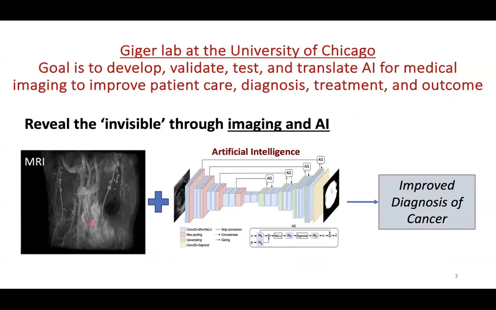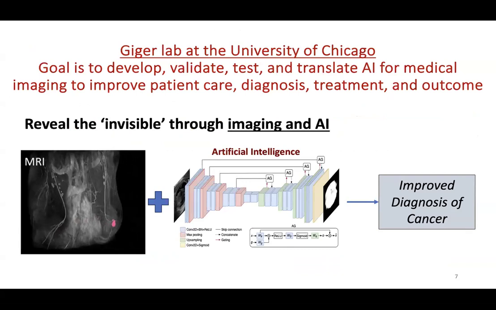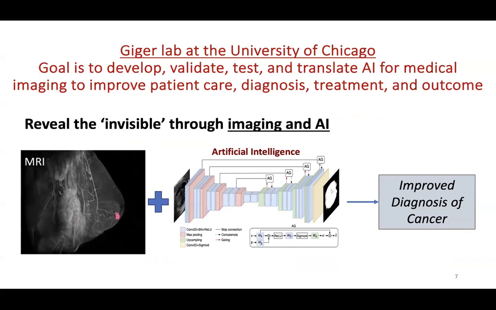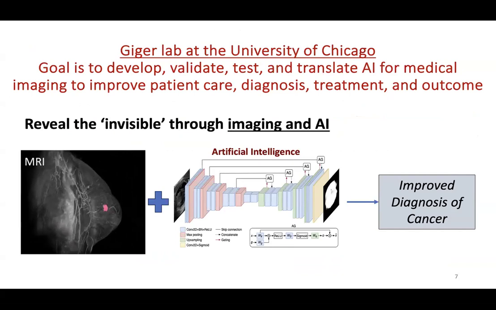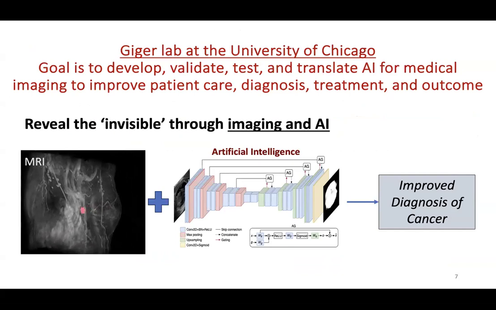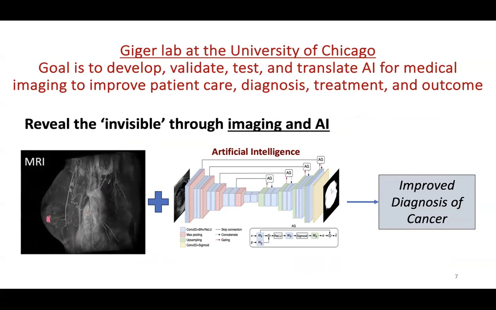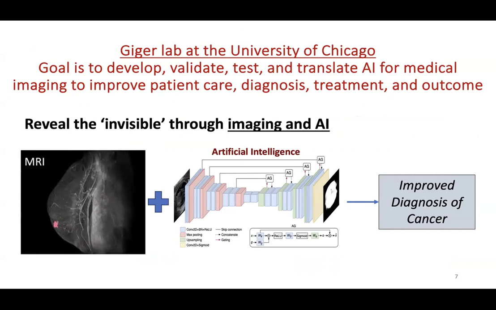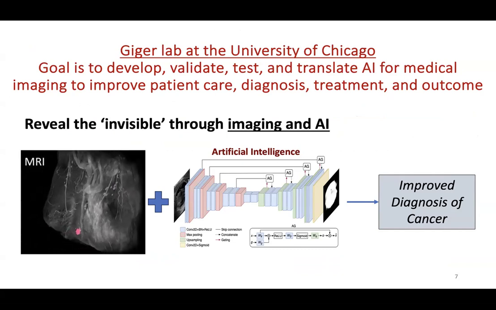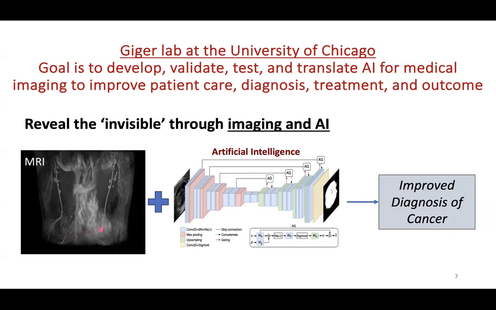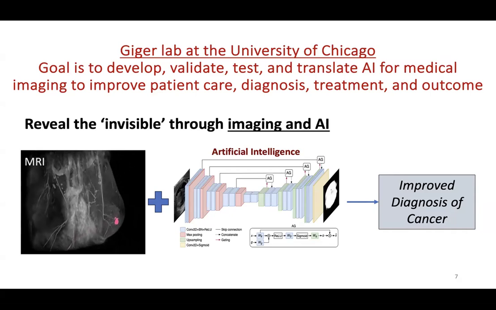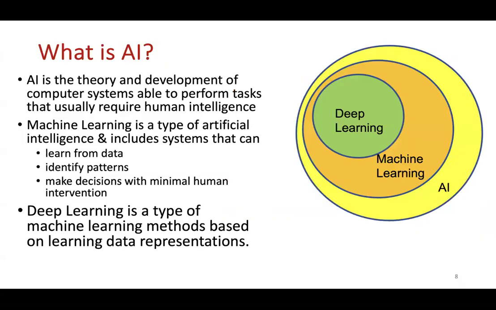So my lab at the university has the goal to develop, validate, test, and translate AI for medical imaging, especially for breast cancer imaging, to improve patient care, diagnosis, treatment, and outcome. We want to, in a way, try to reveal what's invisible, though often it's not invisible, it's just not noticed, by combining imaging with AI.